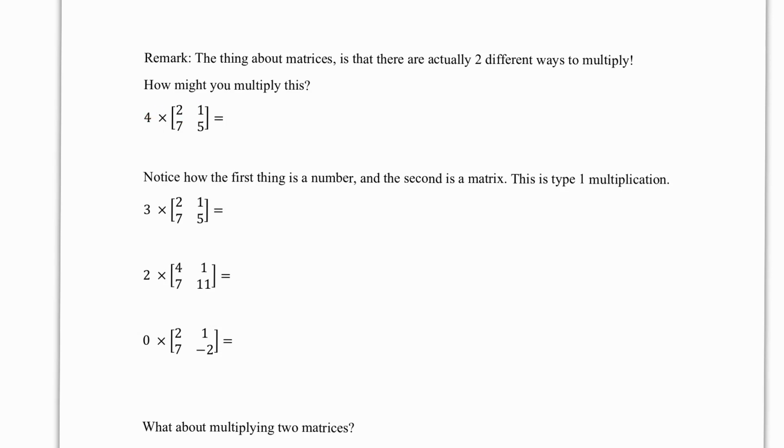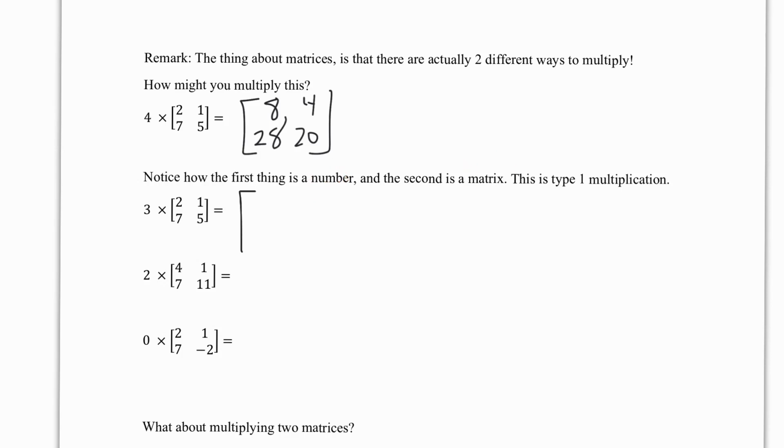If you have 4 times this matrix, it's kind of like distributing. The 4 goes to the 2 and the 1 and the 7 and the 5. Each one of them gets multiplied by 4. So you get 4 times 2 is 8, 4 times 1 is 4, 4 times 7 is 28, 4 times 5 is 20. Each part gets multiplied by 4. And you can do the same thing with different numbers. A 3, a 2, a 0. We're going to call this here type 1 multiplication. It's where you have a number times a matrix.